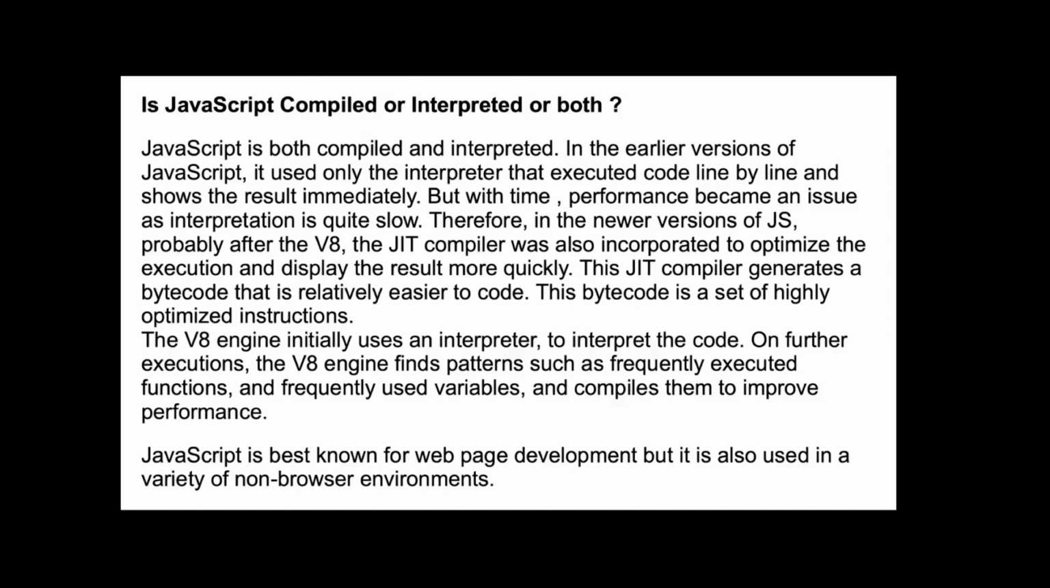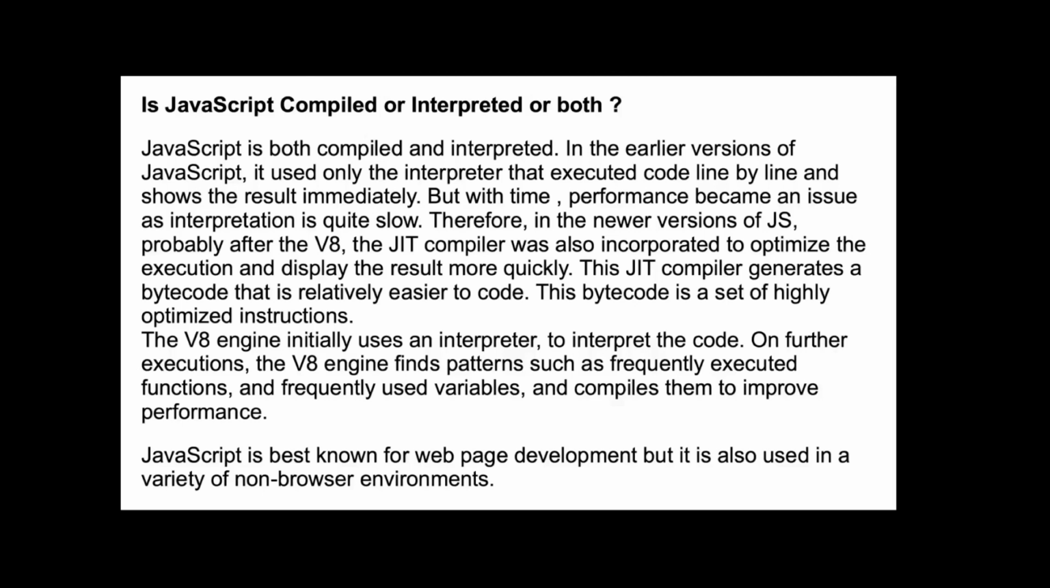This JIT compiler generates bytecode that is relatively easier to execute. This bytecode is a set of highly optimized instructions. The V8 engine initially uses an interpreter to interpret the code. On further execution, the V8 engine finds patterns such as frequently executed functions and frequently used variables, and compiles them to improve performance. So now we use the V8 engine. JavaScript is best known for web development, but it is also used in a variety of non-browser environments.